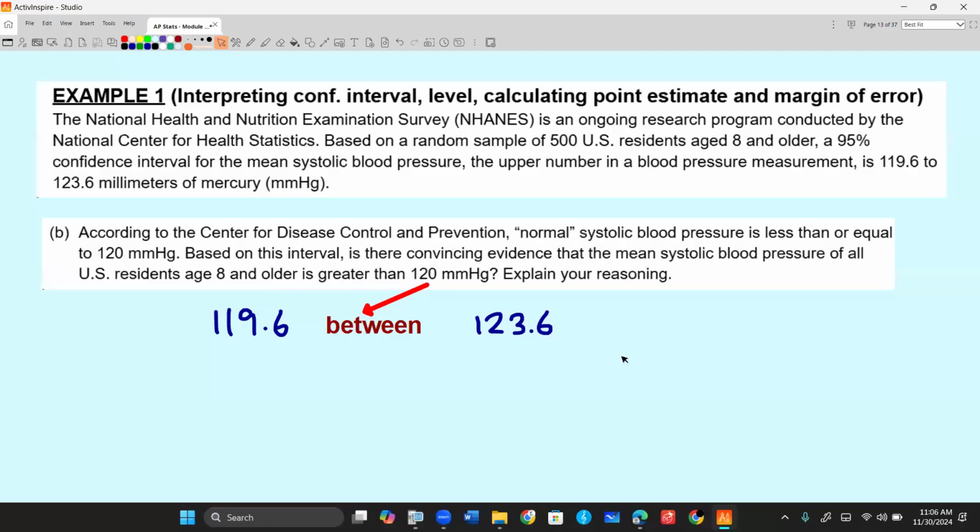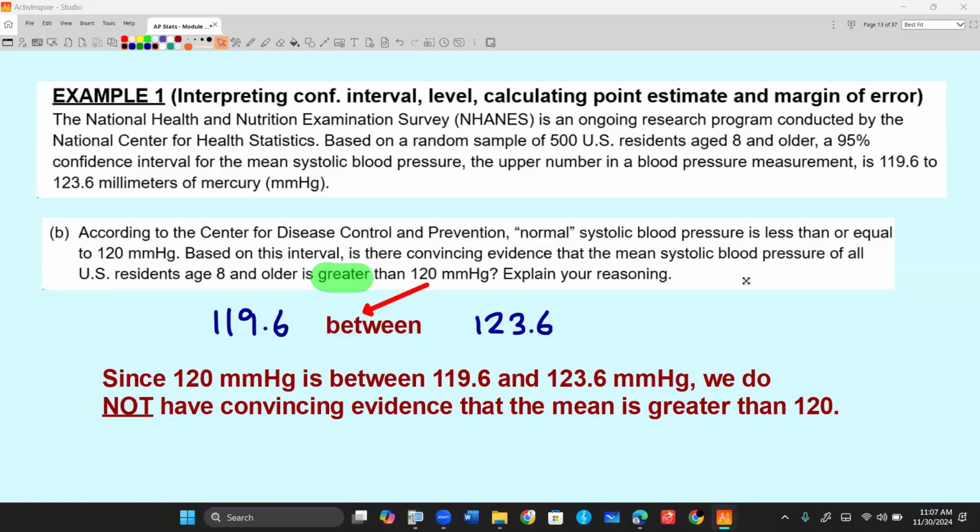You might notice that 120 millimeters of mercury is actually between 119.6 and 123.6. So to answer the question, do we have convincing evidence that the mean is greater than 120? Well, the answer is going to be no, because we haven't proven that it's greater. We only show that it's between those two. How would we write that?